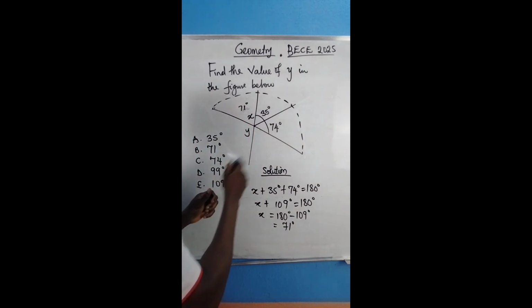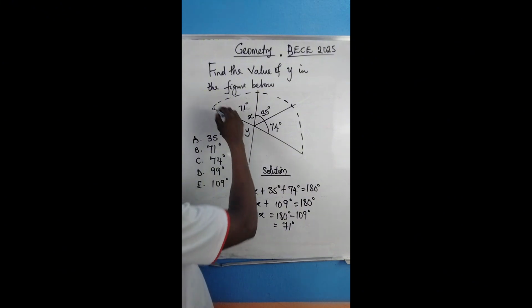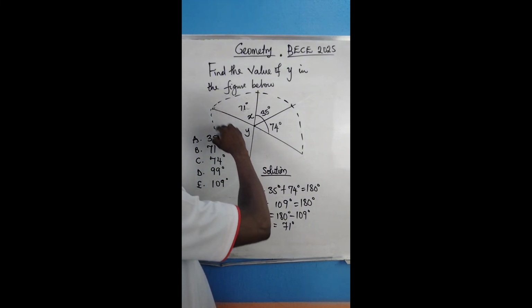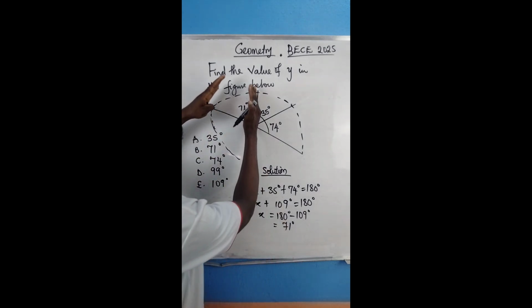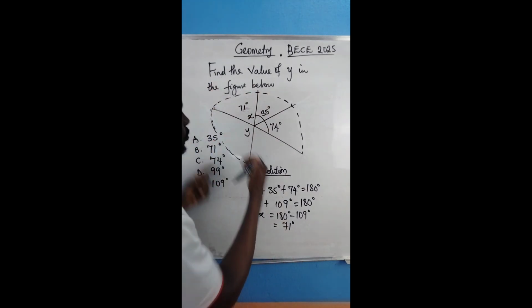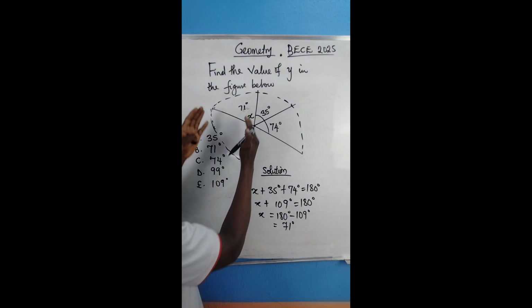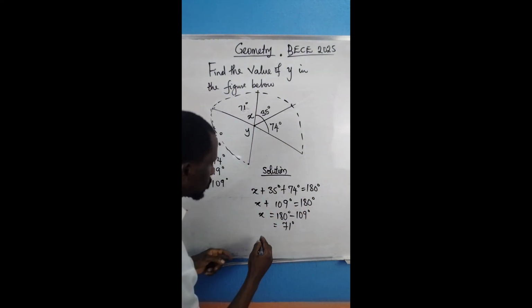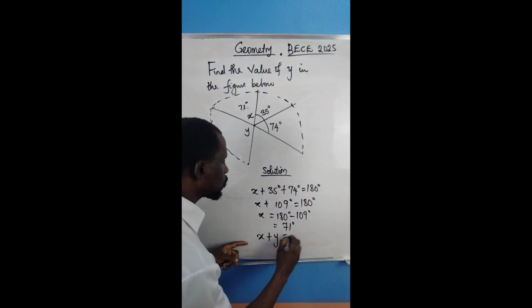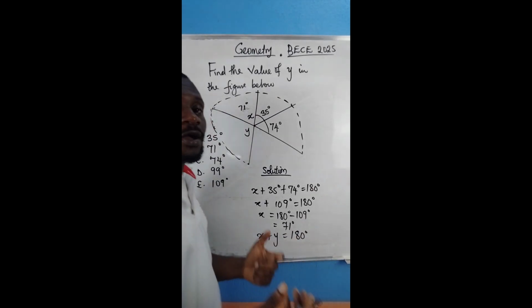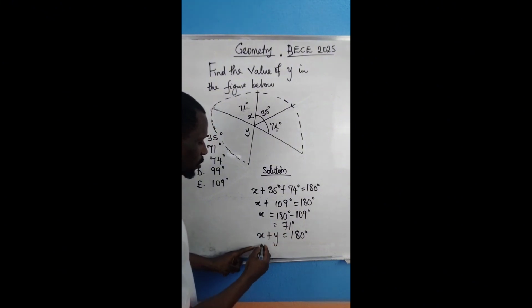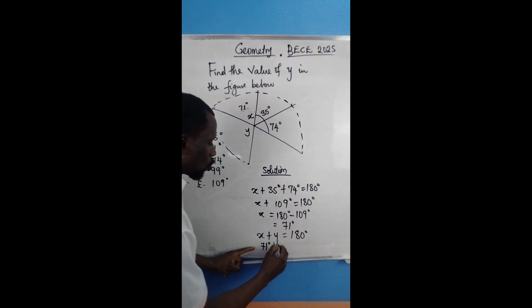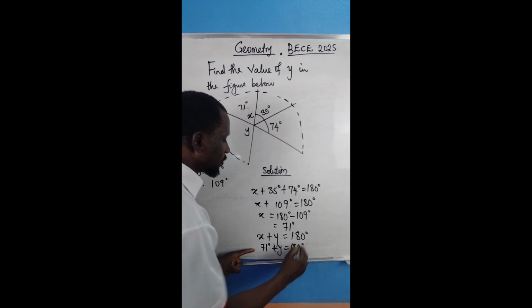If you watch here, you can see this line creating another semicircle here. Semicircle, 180 degrees. So we can now use this value to get the final answer. We can now say that x plus y is equal to 180, still sum of angles on a straight line. Having gotten the value of x, you just substitute these values to give you 71 degrees plus y is equal to 180 degrees.